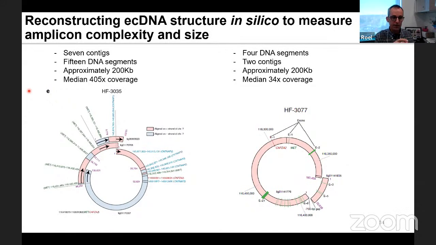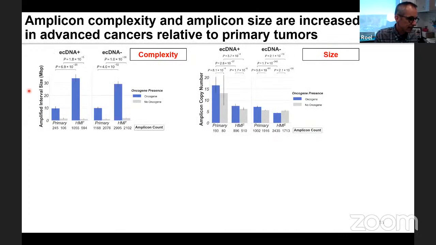So we did exactly that analysis for both the set of initial tumors, the primary tumors from TCGA-ICGC, and we did this for our new cohort of Hartwig specimens. And then we further separated ecDNAs into those that contain an oncogene and those that do not contain an oncogene. So first, evaluating complexity, we see, first of all, that ecDNAs containing an oncogene are more complex than ecDNAs that do not contain an oncogene.